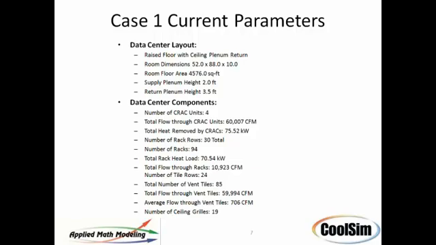The flow rate through those CRAC units right now, with all 4 running, is 60,000 CFM. Heat removed by them, 75 kW. Total number of rack rows, 30. Total heat load for those racks, 70 kW. Therefore, the approximate amount of CFM that those racks need in order to do their cooling is just about 11,000 CFM. So we've got 11,000 CFM of requirement here, and we're currently generating 60,000 CFM of total cooling capacity.